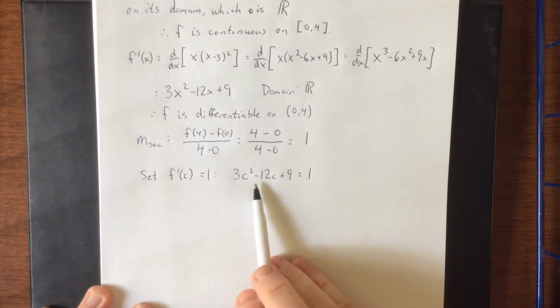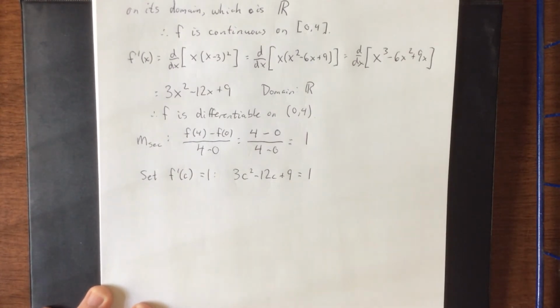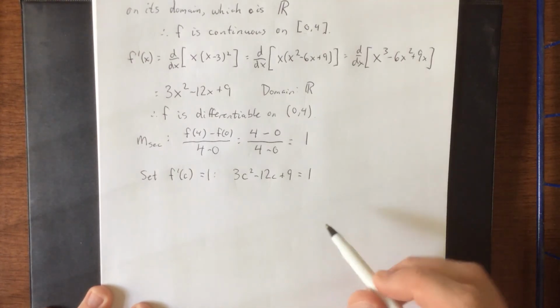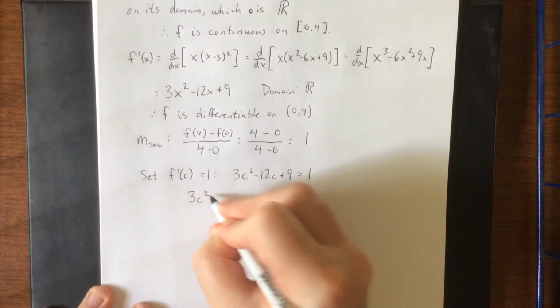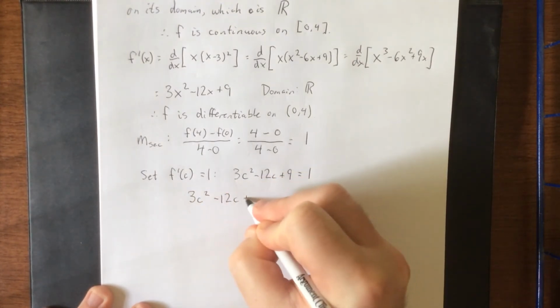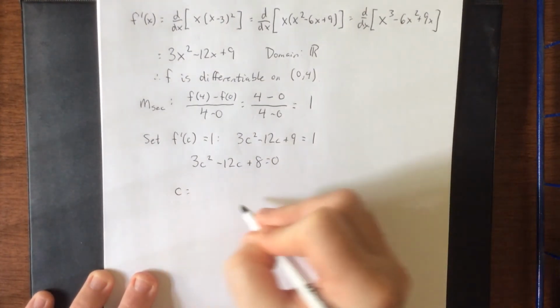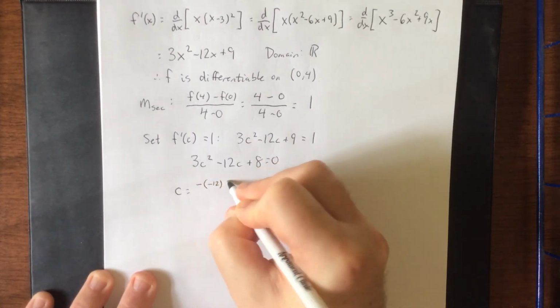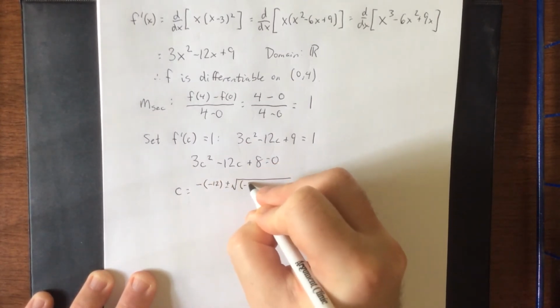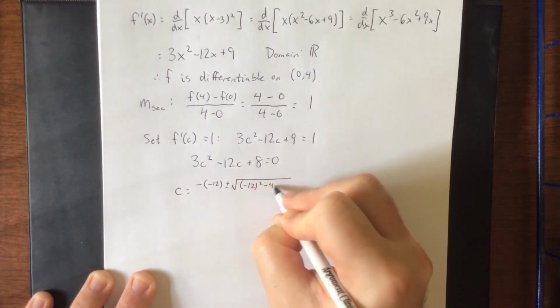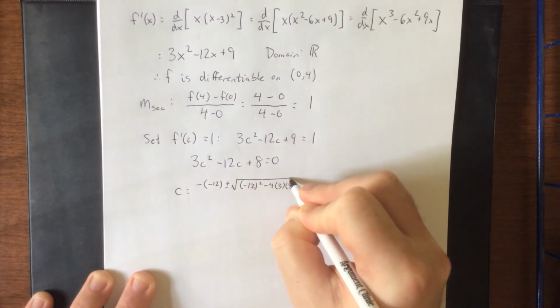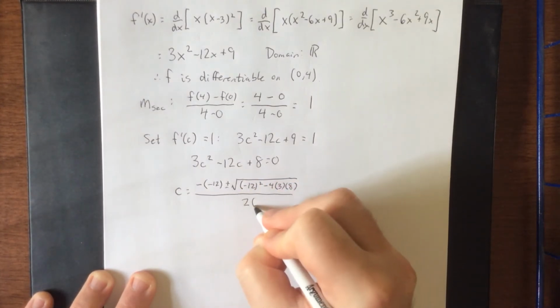So that'll give us 3c squared minus 12c plus 9 is equal to 1. This quadratic equation can be solved in a couple different ways. Let's go with the quadratic formula. Now in order to use the quadratic formula, first thing I'm going to need is a 0 on one side. So we'll subtract 1 from both sides. And then say c is equal to opposite b plus or minus the square root of b squared minus 4 times a times c, all over 2a.